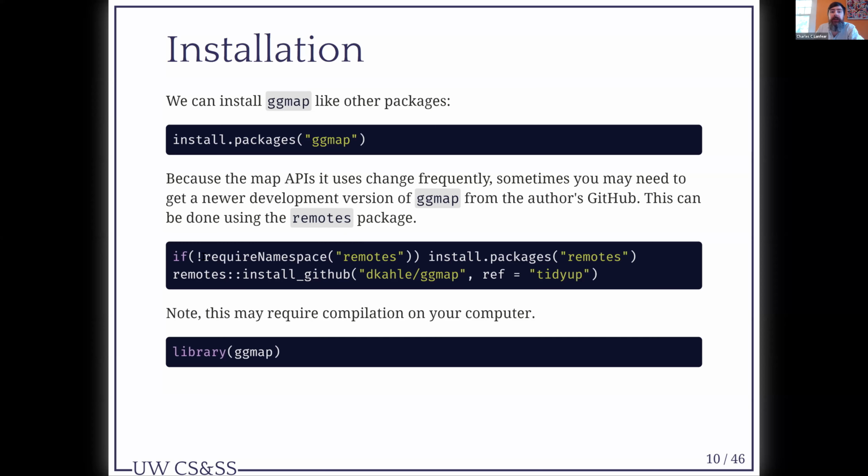So this code right here will check to make sure you have the remotes package installed. If not, it will install it. And then it will go and download the ggmap package from the author's GitHub. It'll just go and grab it. I do this routinely to update packages and make sure I'm on the cutting edge packages. Sometimes they'll have bugs in them. You can always go back to the one that's available on CRAN by doing install.packages("ggmap").